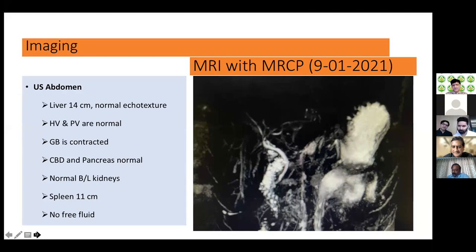So we can see some defect in the left hepatic duct. So I would like to go ahead with the liver biopsy, sir, in this patient.